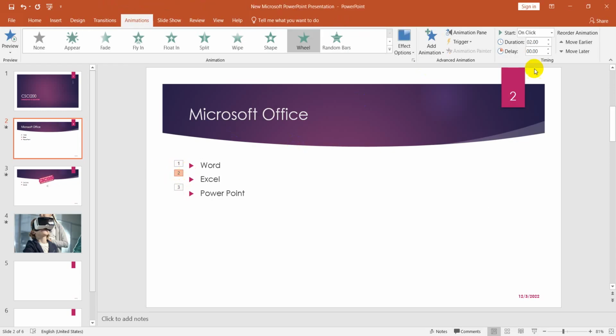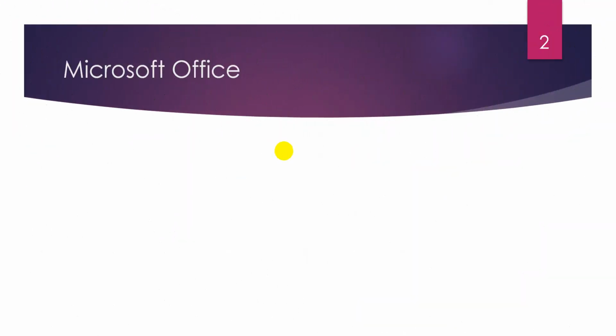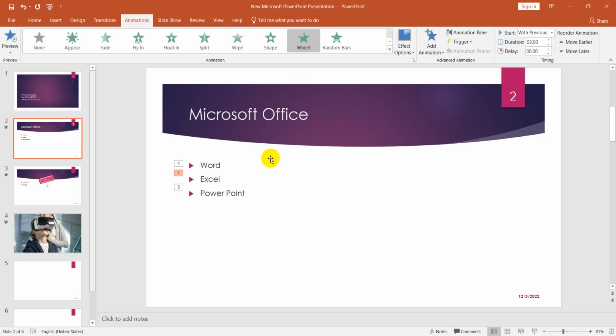Now here, if I choose to run this animation with the previous one, with the first animation, now if I run the slideshow, then click to display the first one, and the second one will be displayed also at the same time with the first animation. Now I need to click on the mouse to display the third animations. These are entrance animations. So let's change this here to run on click.